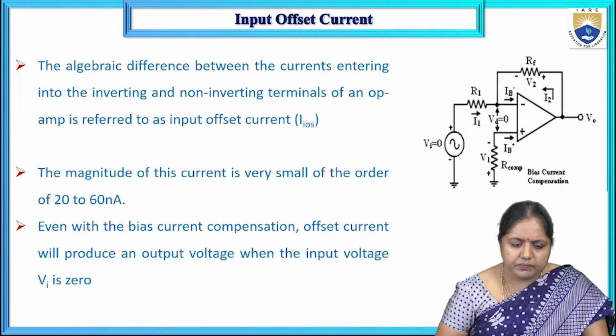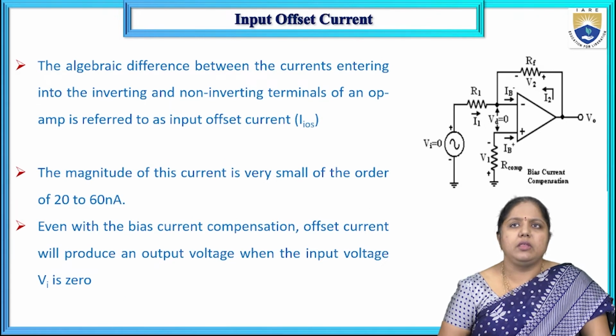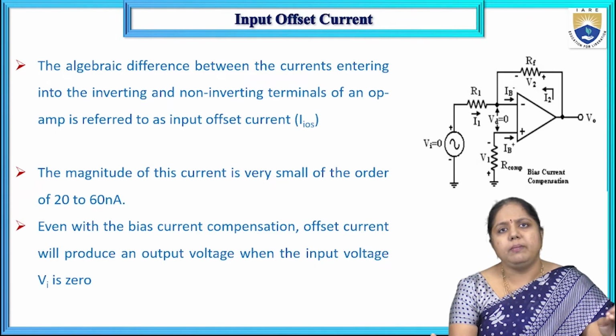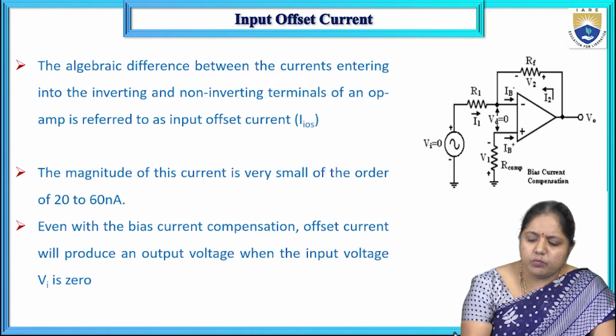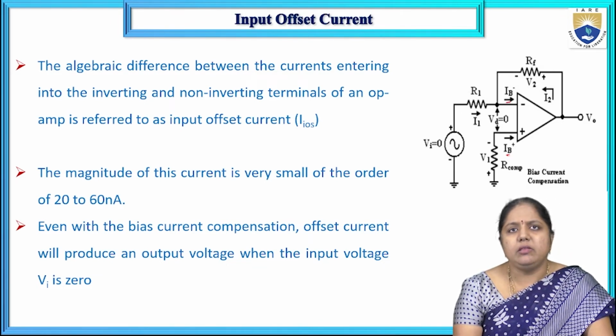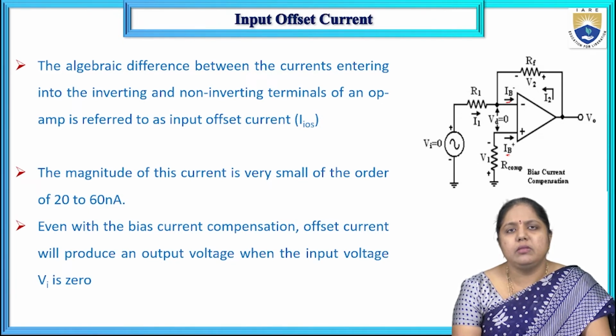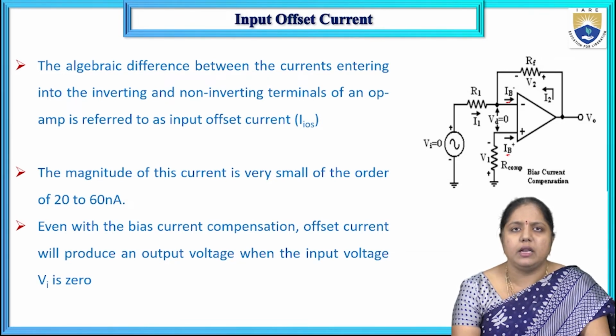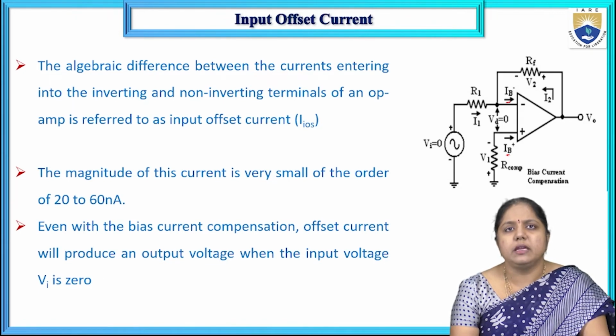The next DC characteristic is input offset current. What is this input offset current? In the previous case of input bias current, we assumed that IB plus and IB minus are both equal. What are IB plus and IB minus? They are the base currents of the inverting and non-inverting terminals of the operational amplifier, the base currents of two different internal transistors. In the previous input bias current case, we assumed both currents are equal.